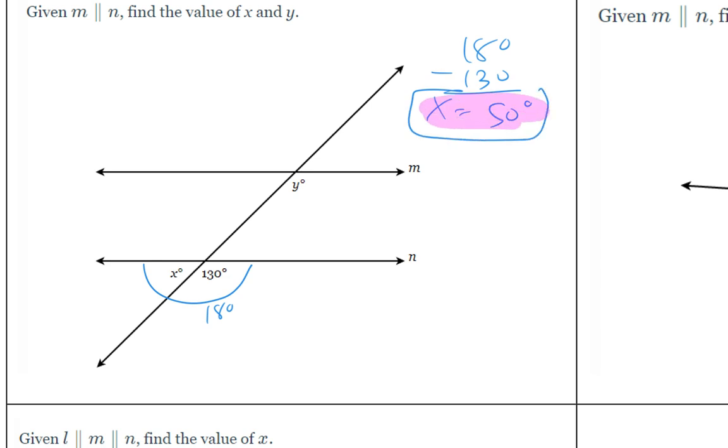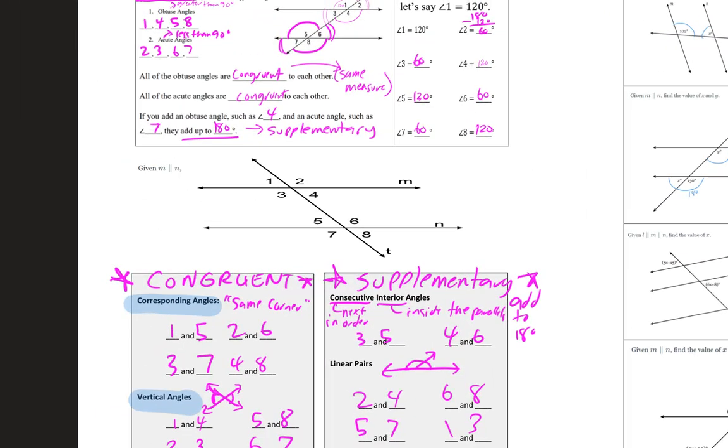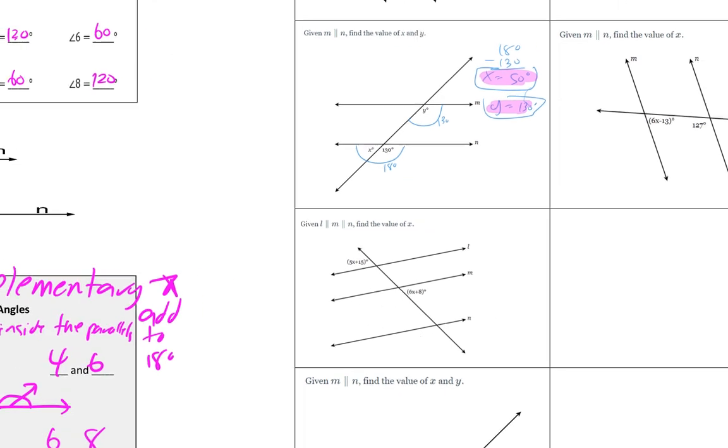Okay, so next, if that's X, then what about Y? Well, what do we know? If this is 130, then Y has to also be 130 as well, right? Y is 130. Because these are what we call corresponding angles. We talked about earlier, if they're in the same corner, they're congruent. So like 3 and 7 are in the same corner, 4 and 8. All right, next.